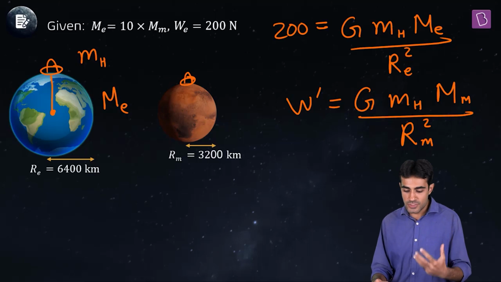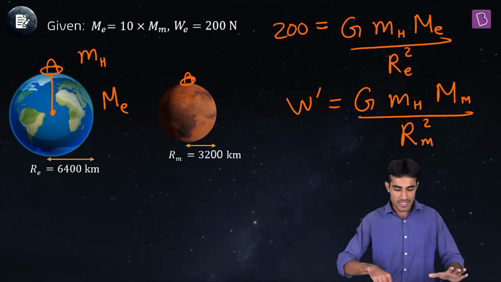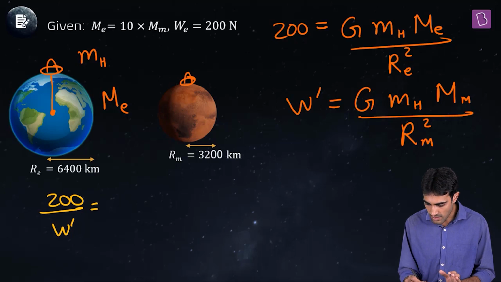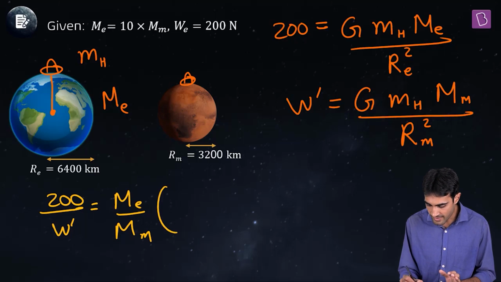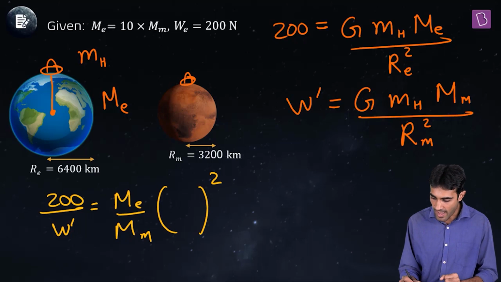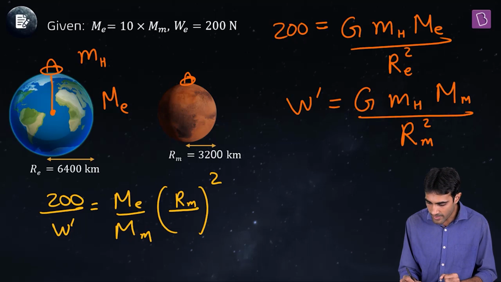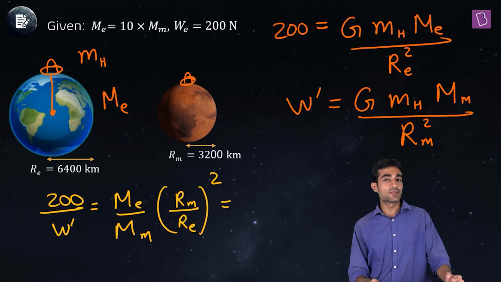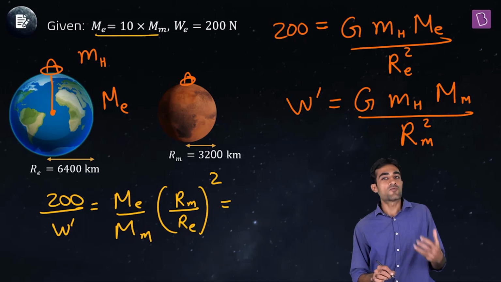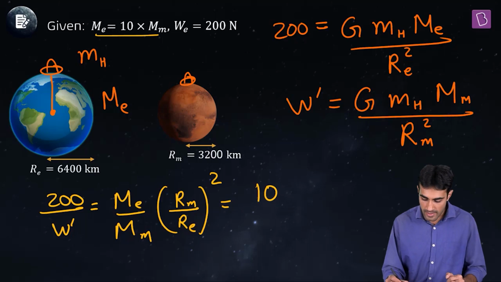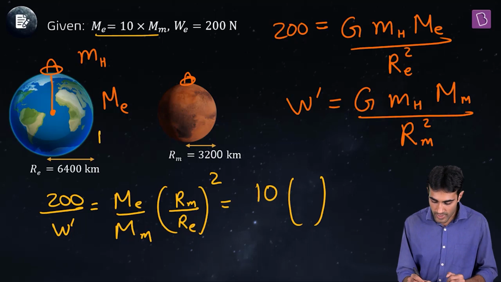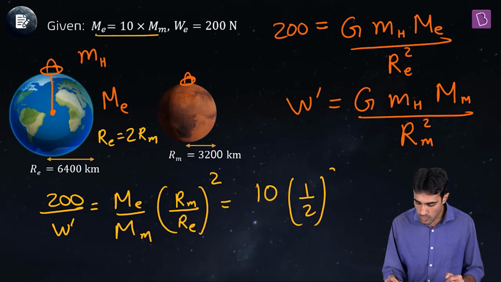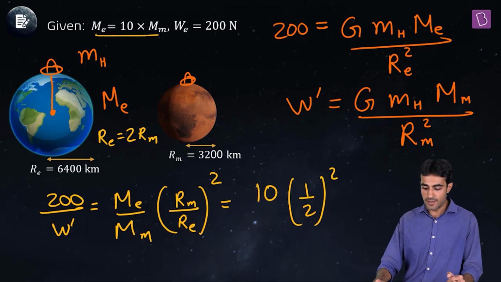Let's divide these two equations. G and mass of hat will get cancelled out. So we have 200 divided by W dash. This is nothing but mass of Earth divided by mass of Mars, and then we have radius of Mars divided by radius of Earth, and then whole square. Now this thing can be written in a different style. We know mass of Earth is 10 times mass of Mars, so we have 10 over here. Now, what is the relation between the radii? We can see that radius of Earth is twice the radius of Mars. So we can write 1 by 2 whole square. This gives us 10 by 4.